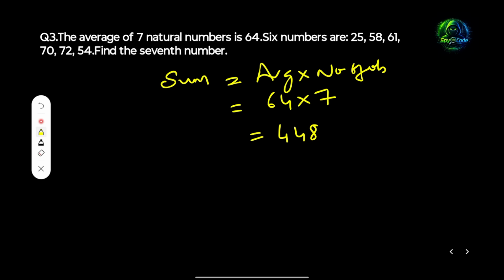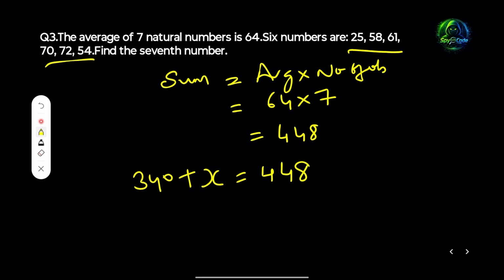We need to find the 7th number. We know the 6 numbers 25, 58, 61, 70, 72 and 54. When we add them, we get around 340. We don't know the 7th number here, so let us take the 7th number as x. The total sum is 448. Upon solving this, the x value is 108. So this is the 7th number.